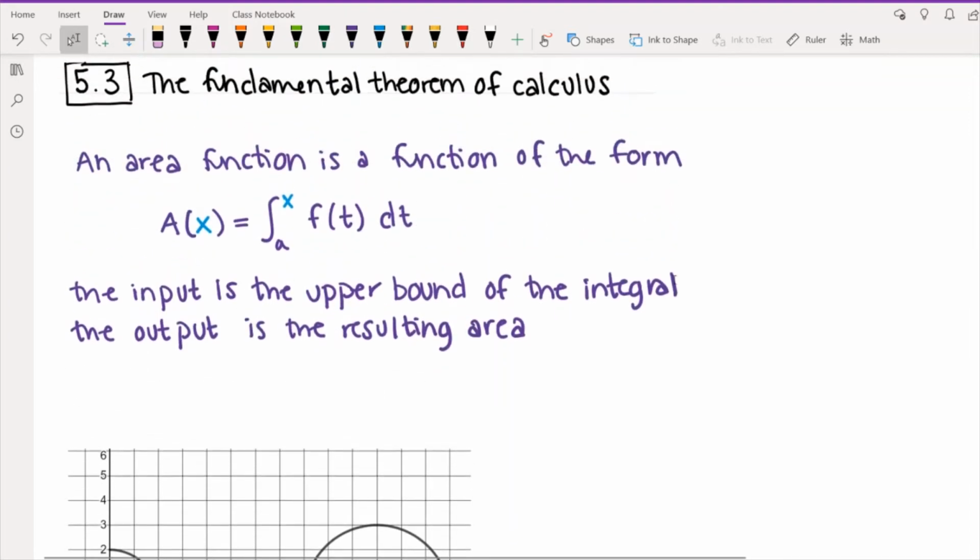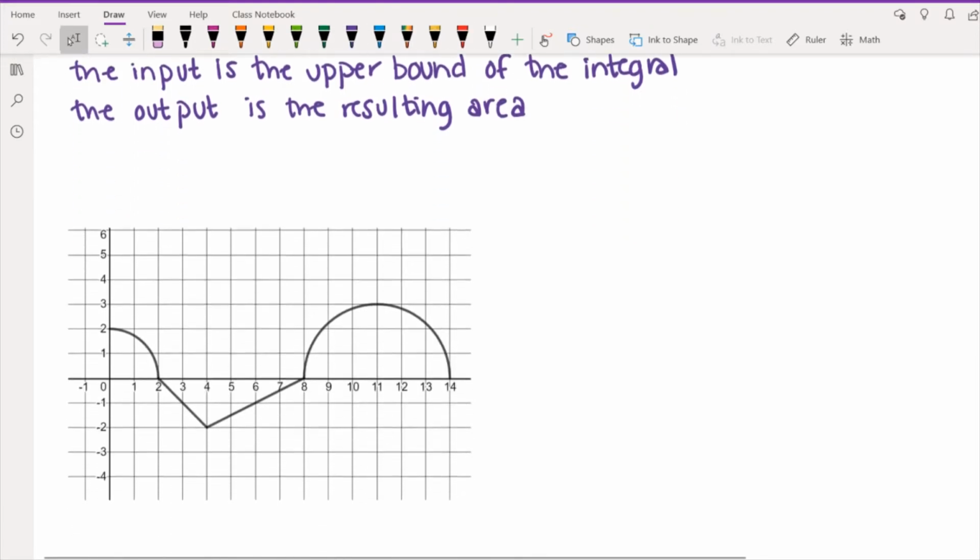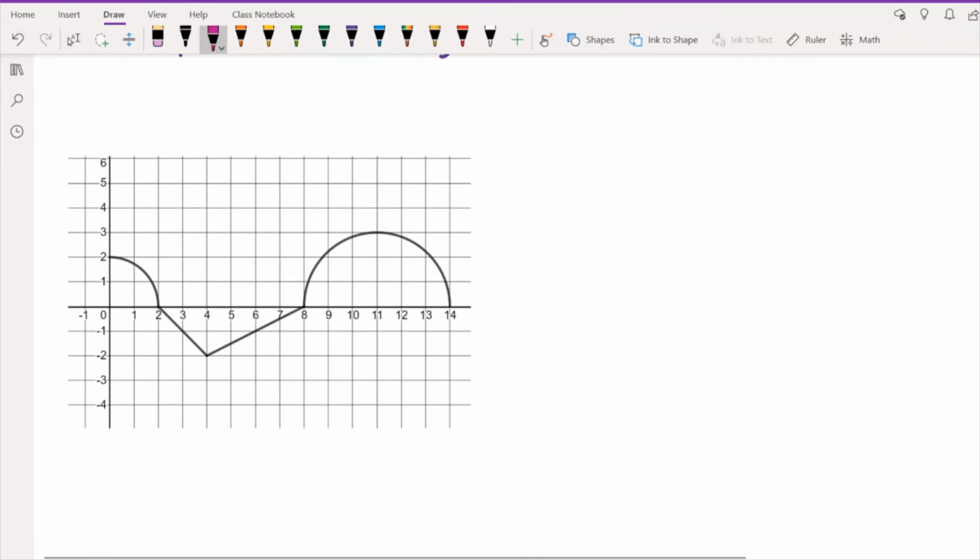One other thing I should quickly mention is that I'm using capital A of x. Another common letter to use for an area function would be capital F of x, so we might use that as well. Okay, so let's look at an example. Let's say this is our function. We're going to call this function f of t.